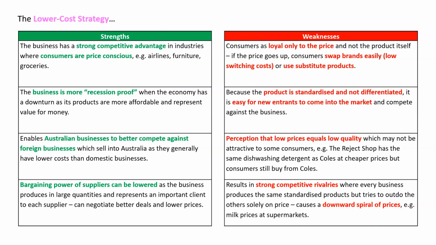Even flights in Australia for small trips, say Adelaide to Melbourne or Melbourne to Hobart, you can get for like 29 or 49 bucks. It's ridiculous. They're just trying to outdo each other on price. There's no other reason people are buying that flight. So that's a real negative of that strategy too. So overall, we need to evaluate this strategy and recognize there are some strengths, but also some pretty significant weaknesses.